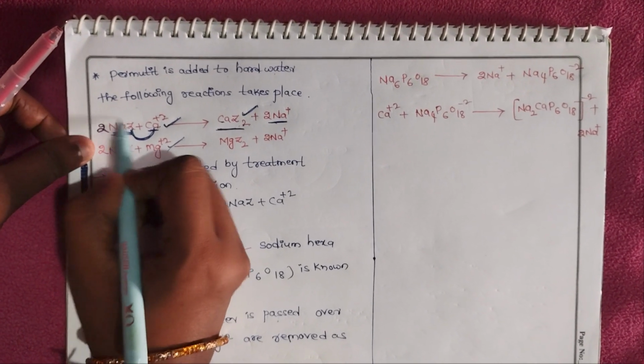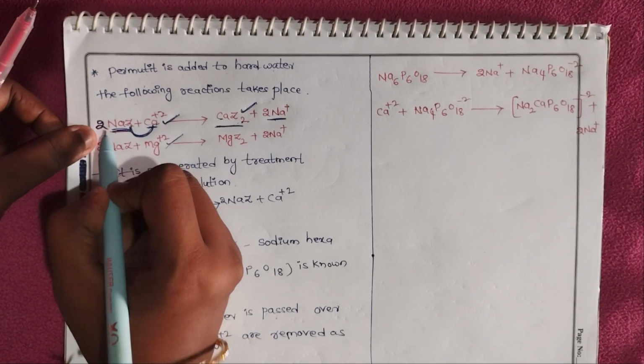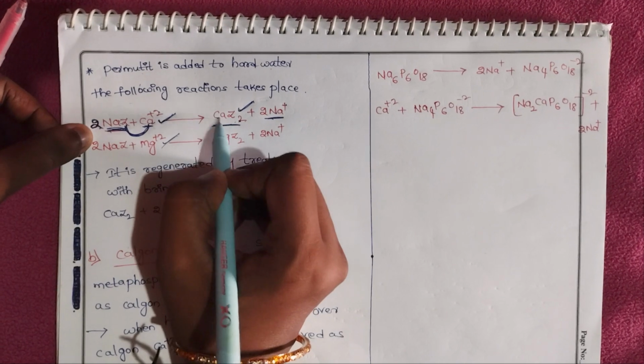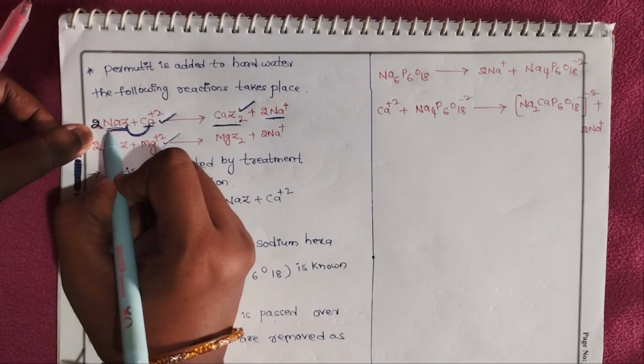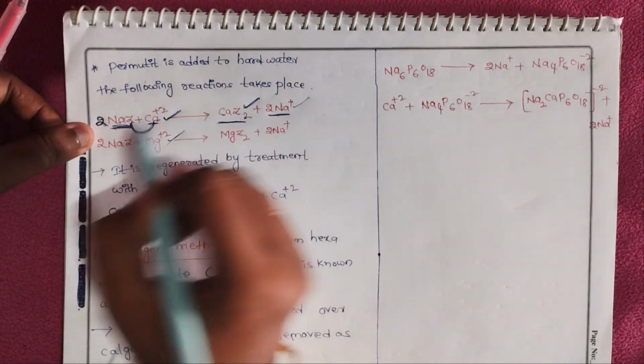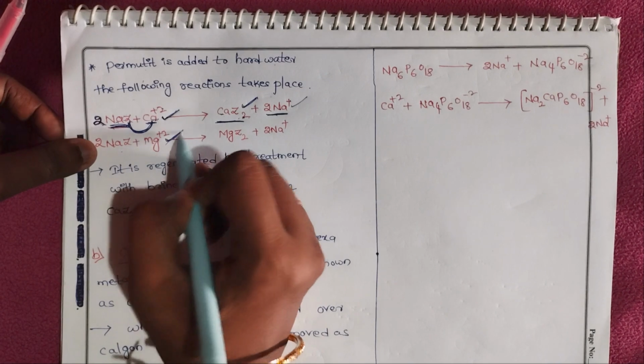Before that, NaZ we are balancing with 2. So 2 Z are there, and calcium ions, and how many sodium ions? 2 sodium ions. A similar reaction we also write for the magnesium ion.